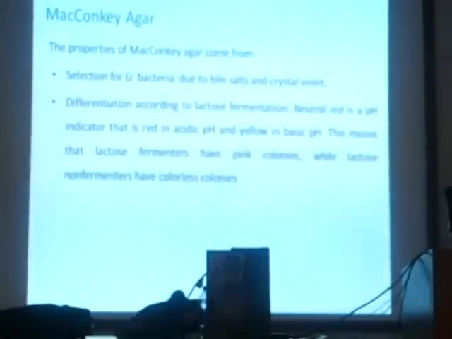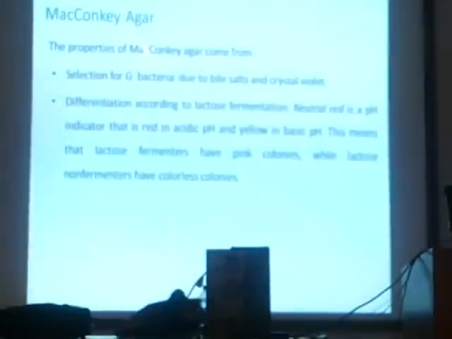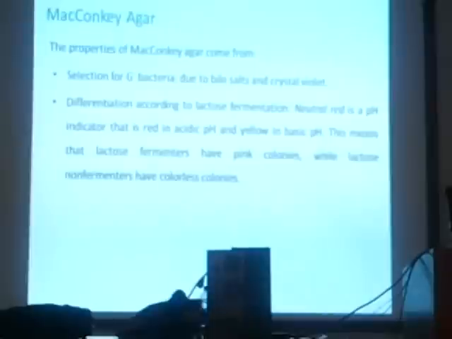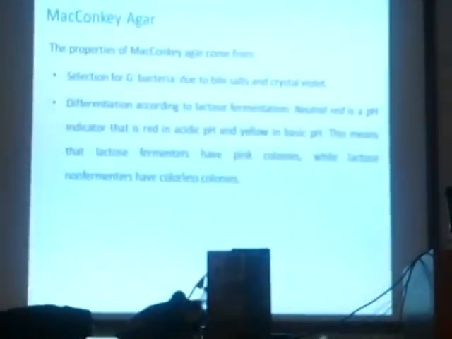Now, MacConkey agar, this is most likely a revision. MacConkey agar is a selective medium for gram-negative bacteria due to bile salts and crystal violet. It contains these two materials, and these inhibit the growth of gram-positive bacteria. It differentiates bacteria that are able to grow on it according to lactose fermentation, right?